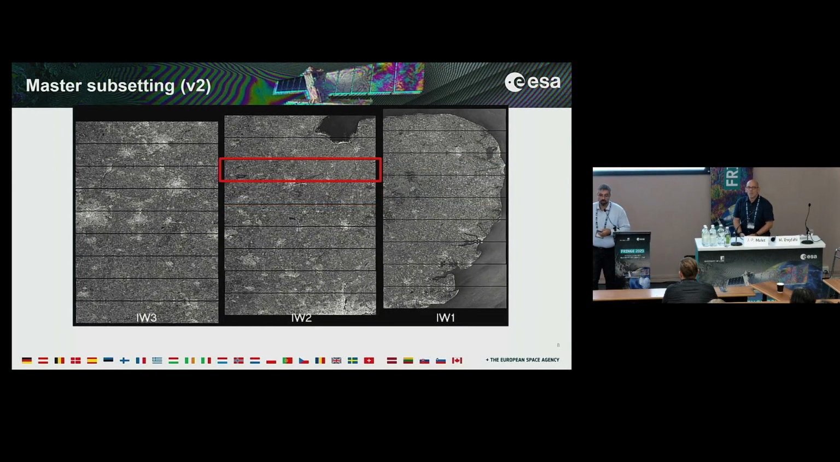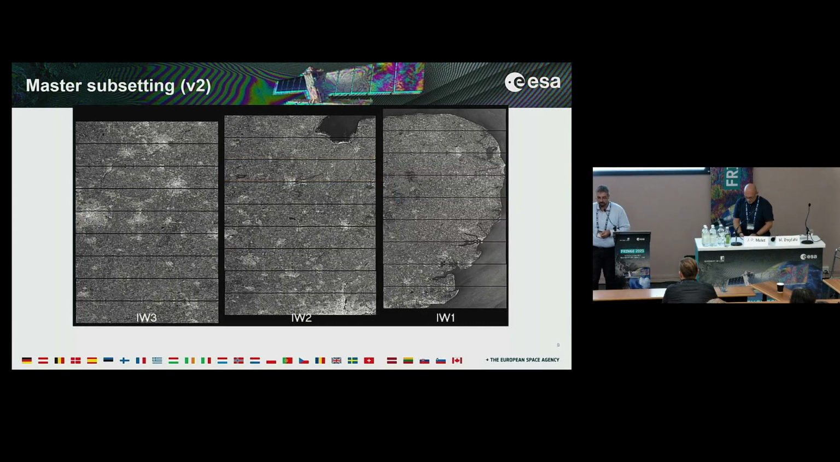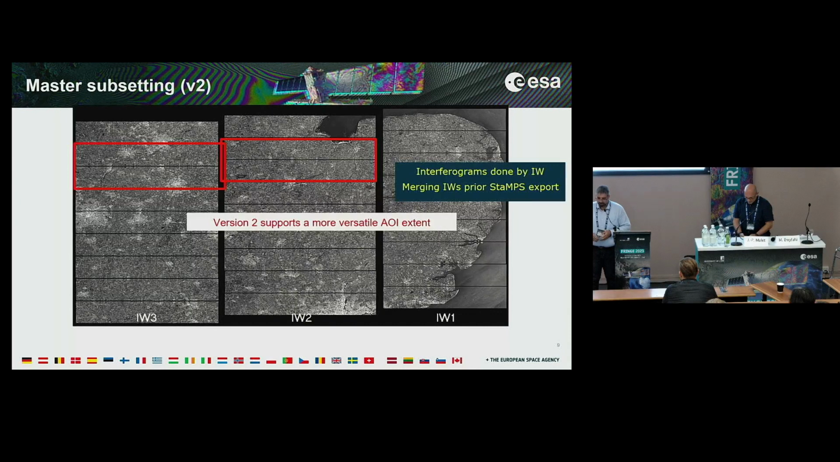So this version also supports single burst interferometry with the proper graphs, which also minimizes the processing time if you do only that. It is also compatible with merging subswaths with different numbers of bursts, single burst with multiple, and so forth, up to the entire subswath, but obviously you need the resources to support this processing. The interferogram is still done subswath by subswath, and then we have the merging before the StaMPS export.